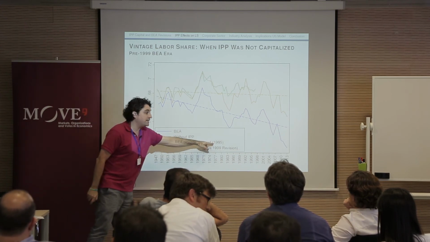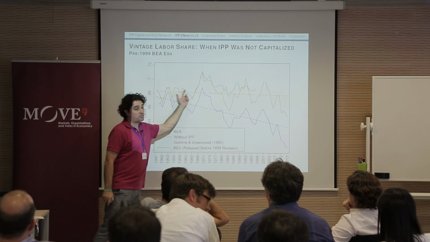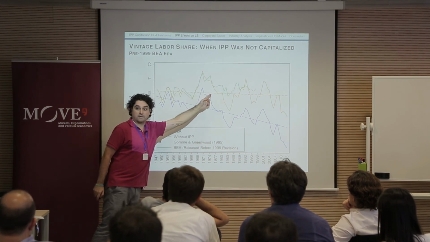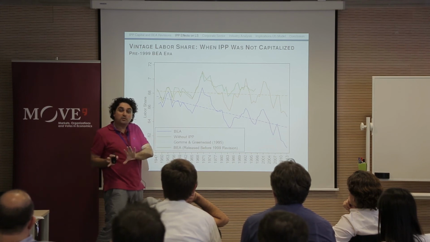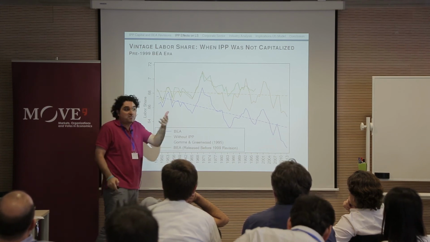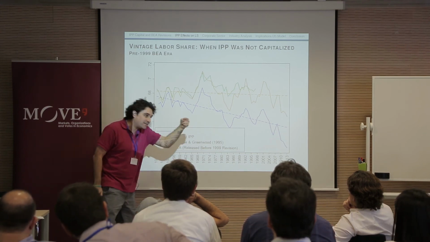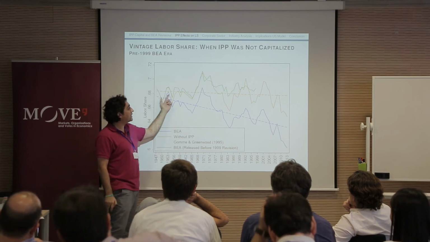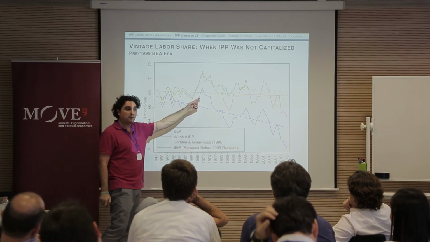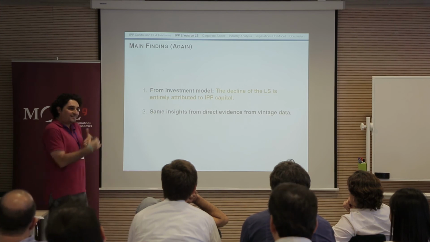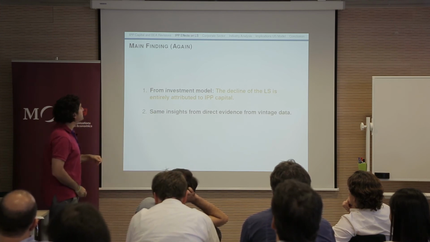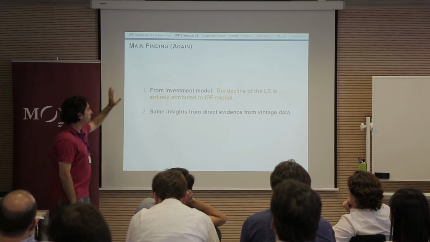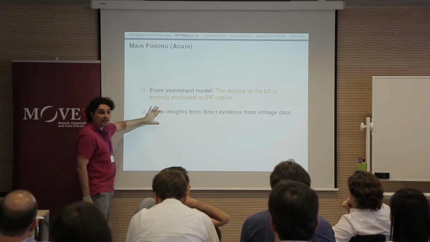Using labor share, Greenwood 1995, labor share was flat at that point. We can go to the St. Louis Fed and use the vintage data they released in 1998 and compute labor share, and we get the same labor share as Greenwood and Gomez. So that tells us that this change in the accounting is driving this. We get this from the simple investment model, and the same insights from the vintage data.